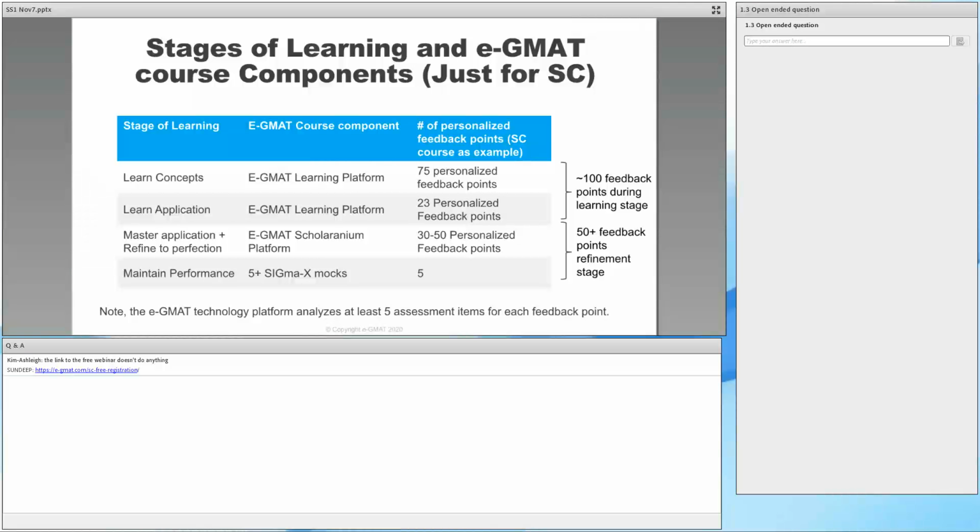How many feedback points do we provide? When you're learning concepts, the e-GMAT platform provides you with 75 personalized feedback points. When you're learning application, 23 personalized feedback points. When you're mastering that application and refining to perfection, we provide about 30 to 50 feedback points. And then to maintain performance, we have Sigma X mocks, we have our custom quiz engine. With that, we give you about 5 to 10 personalized feedback points.